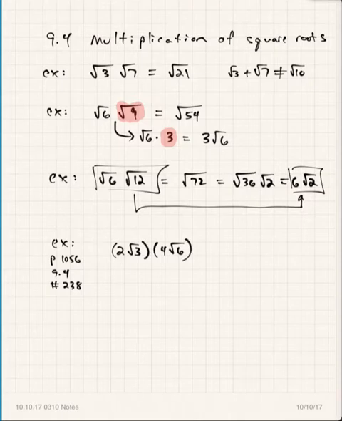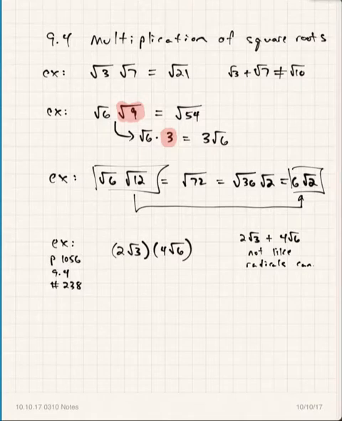All right, now this is a multiplication problem, so I'm allowed to multiply. Remember, if it had been 2 square root of 3 plus 4 square root of 6, I can't add those because those are not like radicals, right? So not like radicals, cannot add these. That's not what you've got in this problem. You've got a multiplication problem.